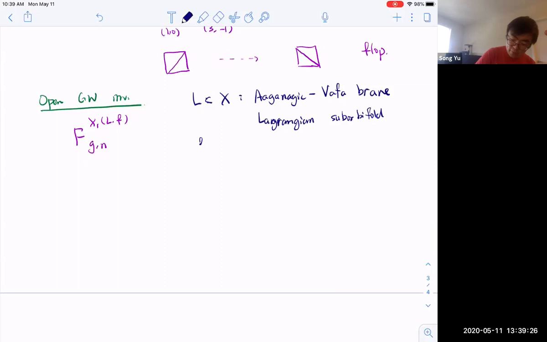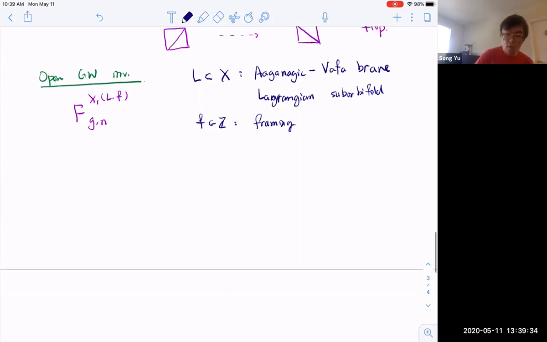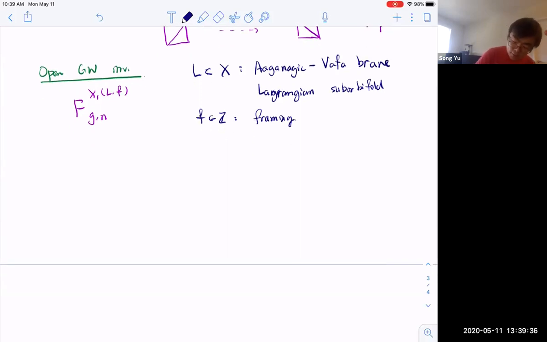And we also have additional data, which is an integer f called the framing of the brane. Okay, and in the subscript, g is the genus of the domain curve, and n is the number of boundary components.